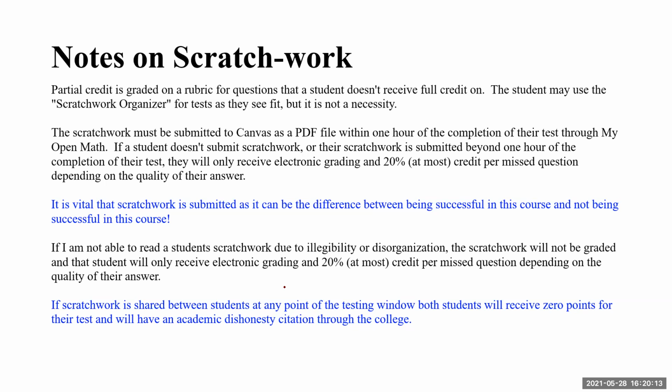I award way more than 20% partial credit for questions if there's competence shown. That's really a big deal. 20% is not a whole lot. Okay, so if that's what you're left with for an incorrect answer for a question, that's going to have a pretty significant impact on your test grade. If I can't read your scratch work due to illegibility or disorganization, I can't use it. So then I won't use it. And then you'll be left with the electronic grading and 20% at most credit per missed question, depending on the quality of your answer.